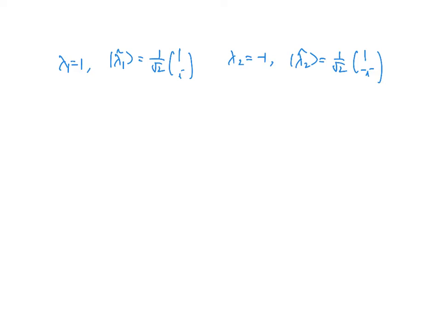So the only thing is you need to calculate the product. Lambda 1 tilde is the square root of 2, (1, i). Lambda 1 is 1. Lambda 2 is minus 1. Lambda 2 tilde is (1, minus 1).